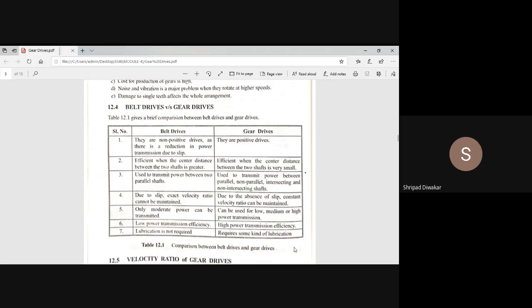Okay, this is all about the advantages and disadvantages of gear drives, the comparison between belt drives and gear drives, velocity ratio, speed ratio, and then the numerical problems related to a simple gear train and compound gear train.